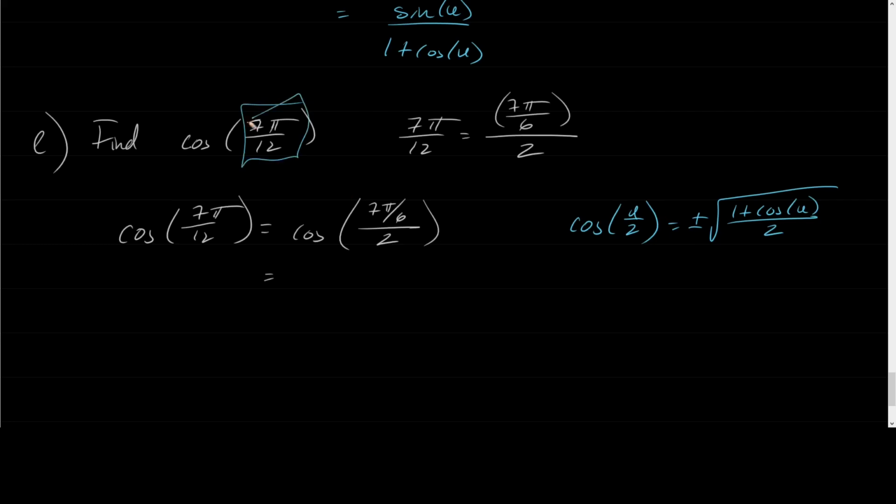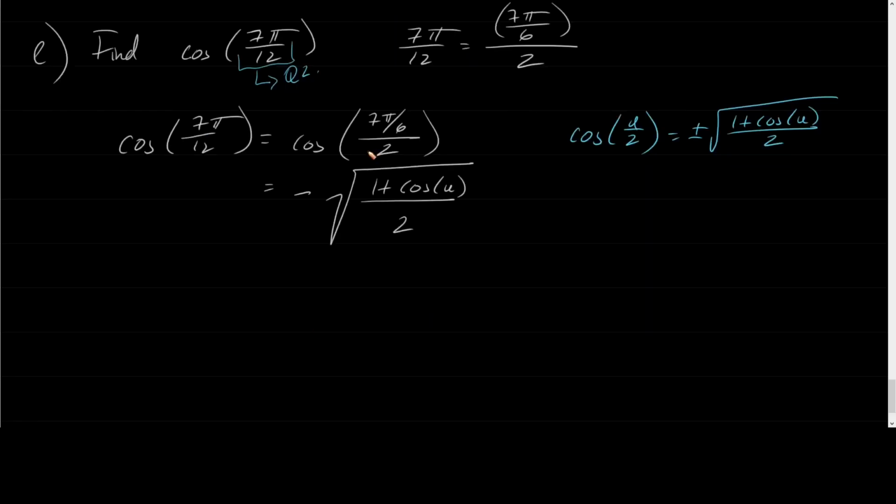Now, in here, 7 pi over 12. If we think about 7 over 12, it's bigger than 1/2, but it's less than 1. Why do I care about that? Because this tells me that we're in the second quadrant, and in the second quadrant, cosine is negative. So what we're going to say here is that this is going to be the negative of the square root of 1 plus cosine of u, over 2.